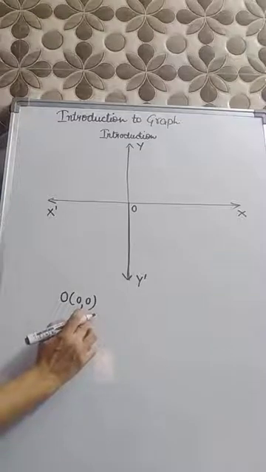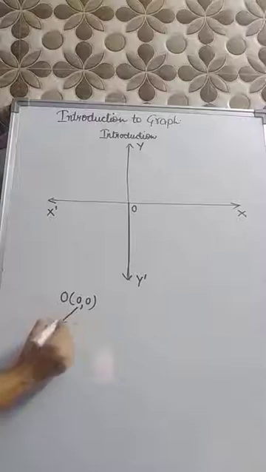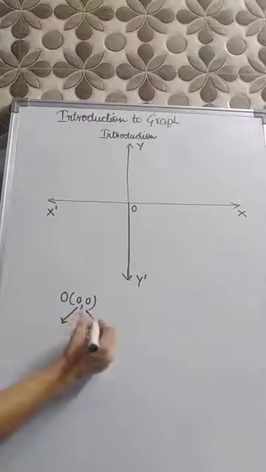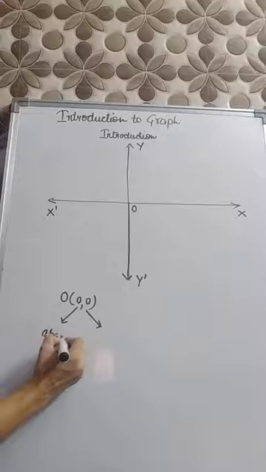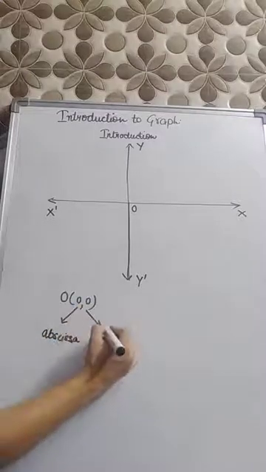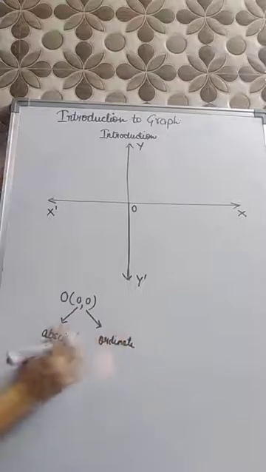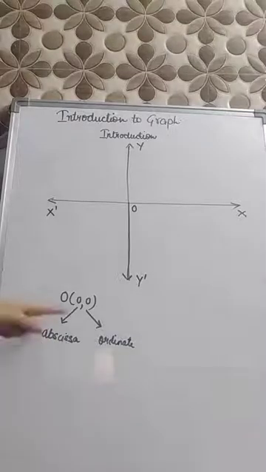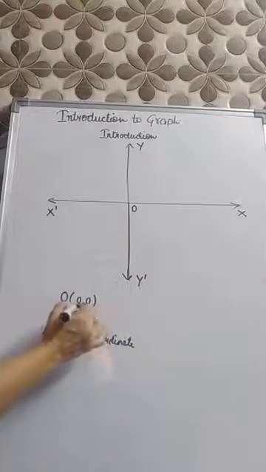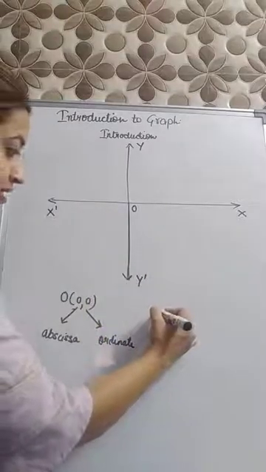This ordered pair is called coordinate, and this represents your x coordinate. This second number will represent your y coordinate. This first number, that is your x coordinate, is called abscissa, and this y coordinate is called ordinate, and together these abscissa and ordinate will make your coordinate. This combined ordered pair is called coordinate.